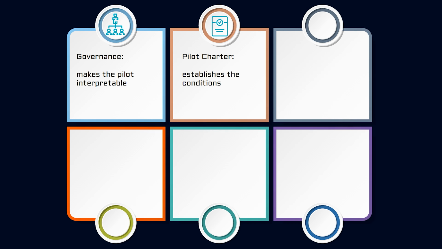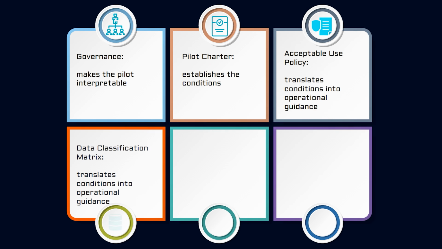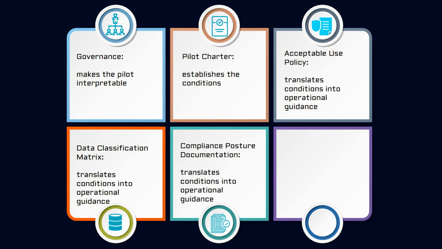The governance foundation is what makes the pilot interpretable. The charter establishes the conditions. The AUP, the data classification matrix, and the compliance posture documentation translate those conditions into operational guidance. The compliance reality check ensures the pilot's exclusion list reflects current Cowork capability rather than assumptions about what the platform supports. For a regulated industry pilot, these are not optional documents, and they are not deferred to Phase 2. They are the conditions of approval for the pilot itself.